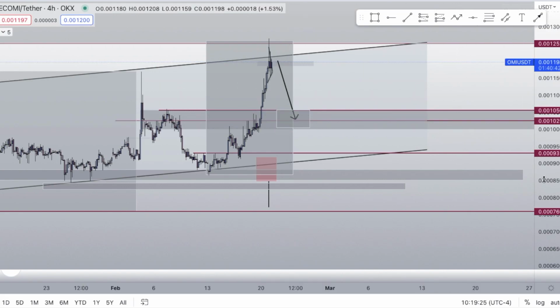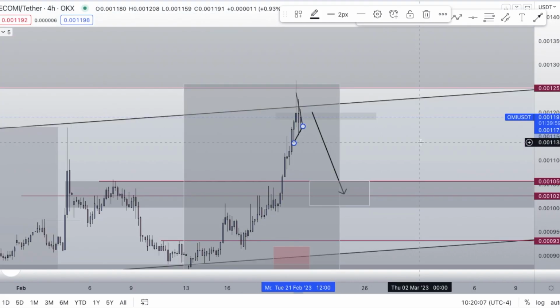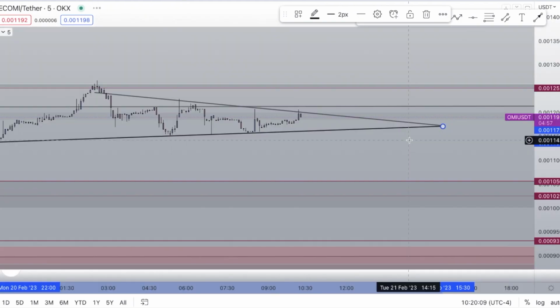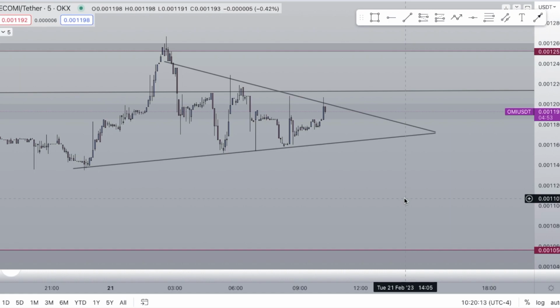So if we do see prices coming back down here, what we're going to do is sell off some of our Omi right here, and we're going to be buying it at the very bottom here. And now we're going to go to the lower time frame to see if there are any other structures right here. So take a look at the structures right here, guys. We have a symmetrical triangle.